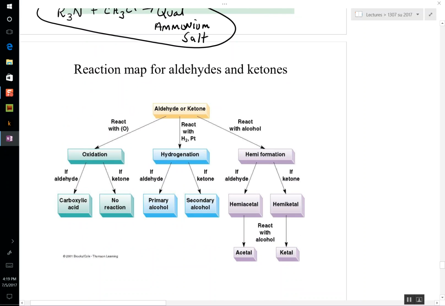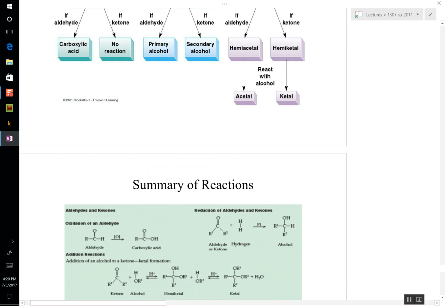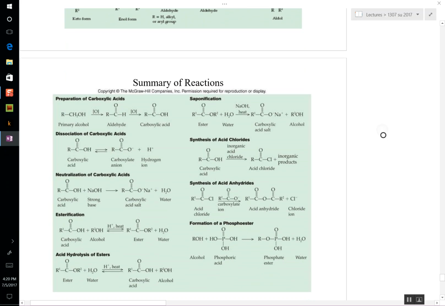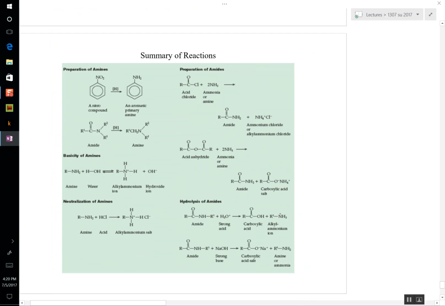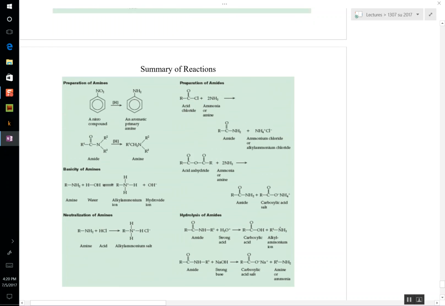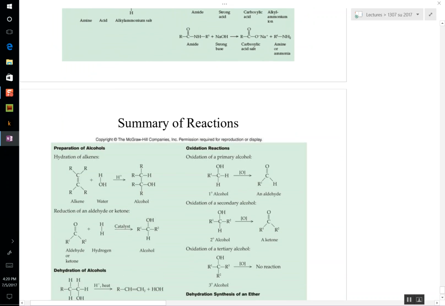Okay, and then the other slides, this is just chapter 13. This is chapter 14. And then the other slide is chapter 15. That's all your reactions.